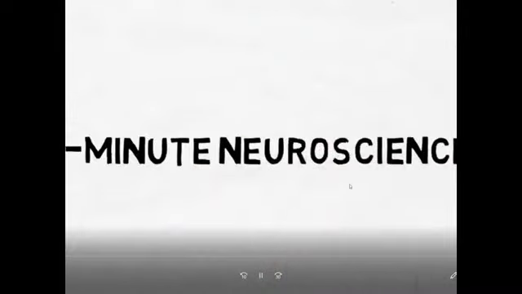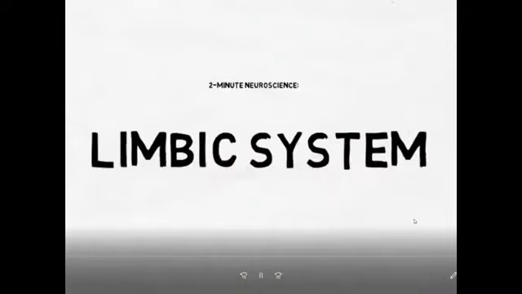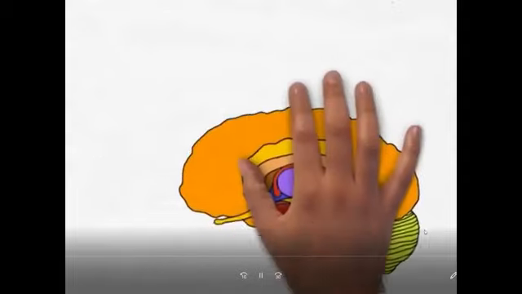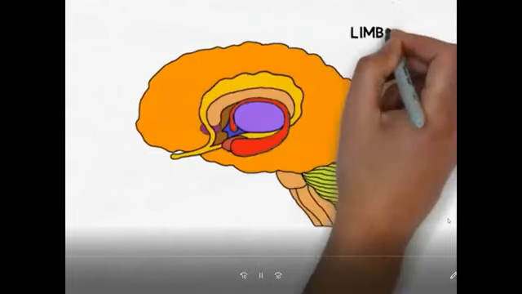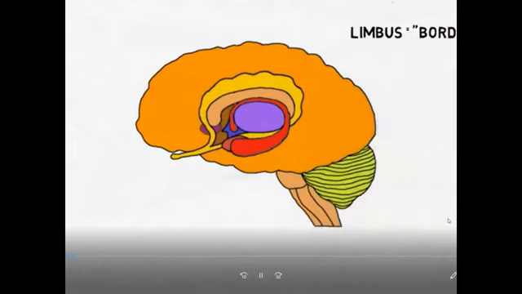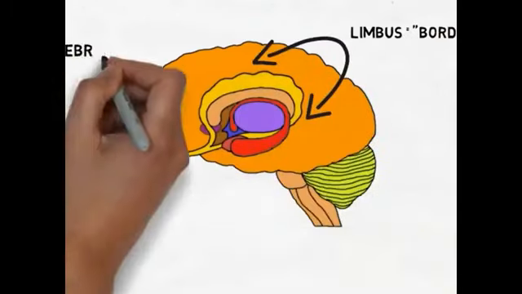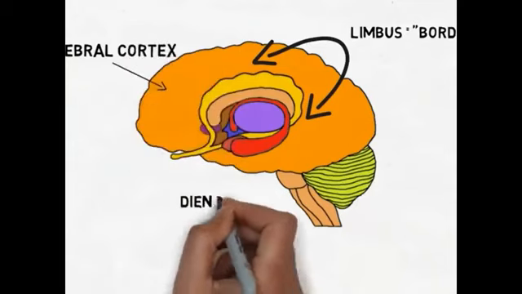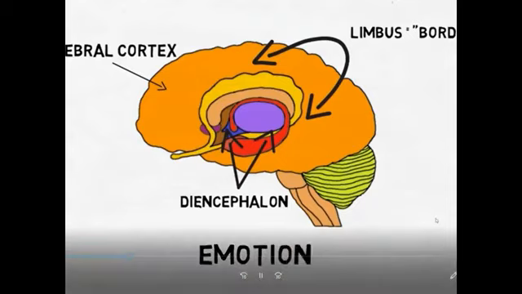Welcome to 2 Minute Neuroscience, where I simplistically explain neuroscience topics in 2 minutes or less. In this installment, I will discuss the limbic system. The word limbic comes from the Latin limbus, which means border, and the limbic system was given this name because its structures lie along a horseshoe-shaped area of cortex that appears to be a border between the cerebral cortex and the subcortical structures of the encephalon. There are many processes associated with the limbic system, but the system is most frequently linked to emotion.